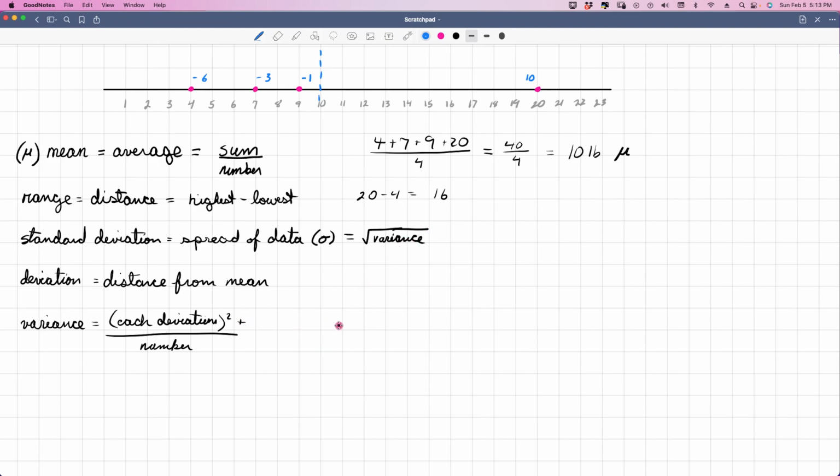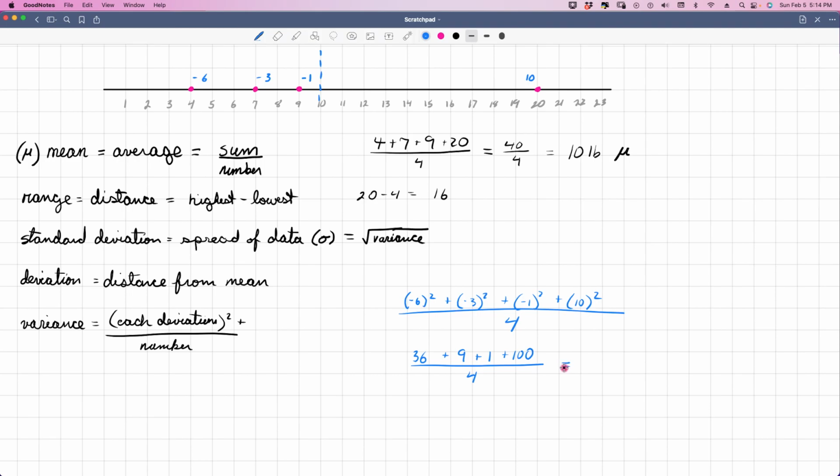So in this case, our variance is going to be -6 squared plus -3 squared plus -1 squared plus 10 squared. And all of that is going to be divided by 4 because there are 4 numbers here. So that would end up being 36 plus 9 plus 1 plus 100 divided by 4.